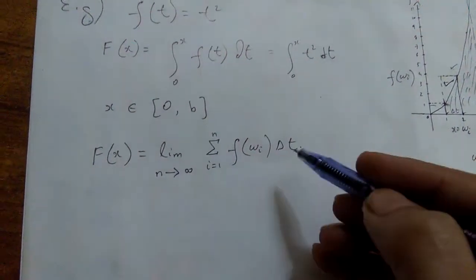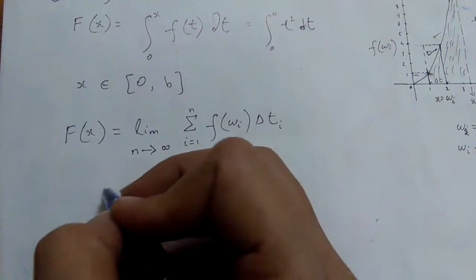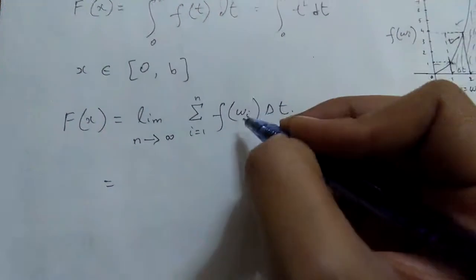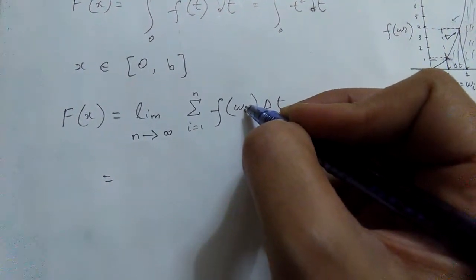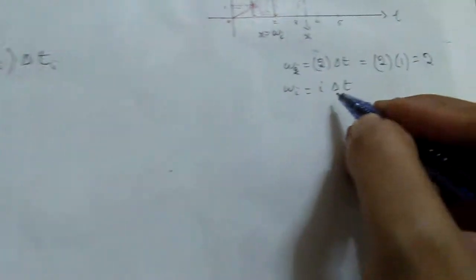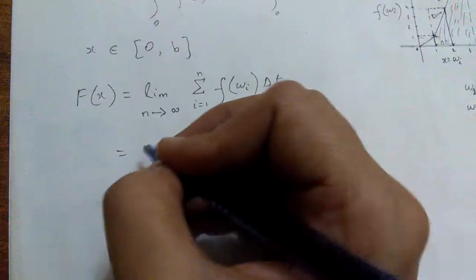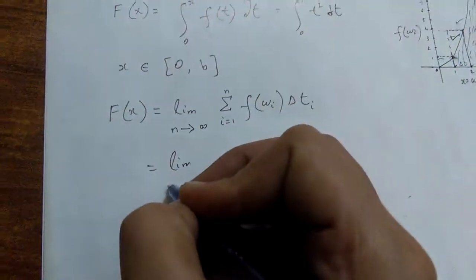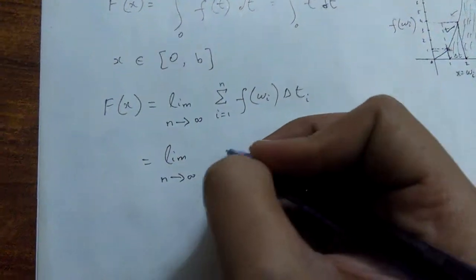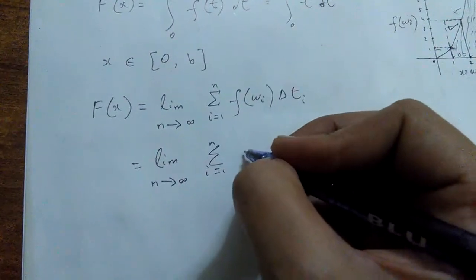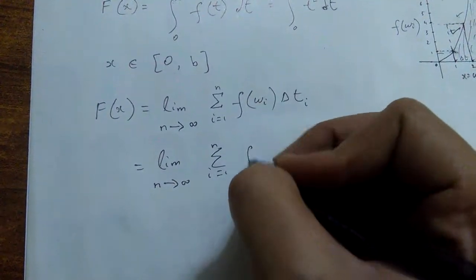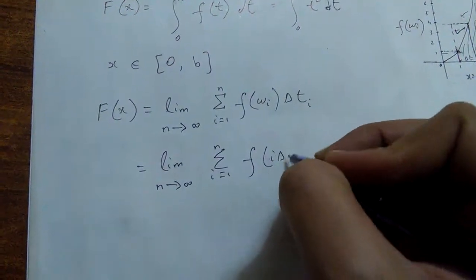If we erase this, in the place of wi I can write i times del t. So it is going to appear like this: i going from 1 to n, and I can write it like this: f of i times del t.